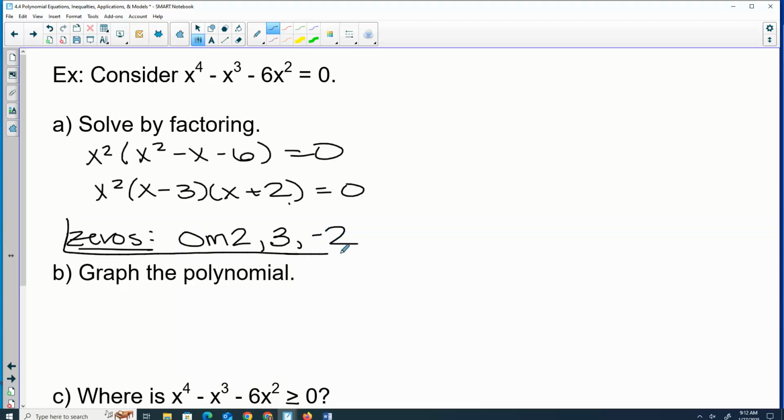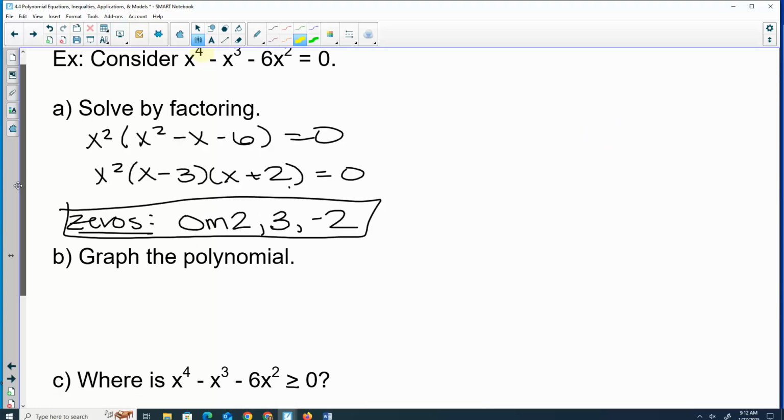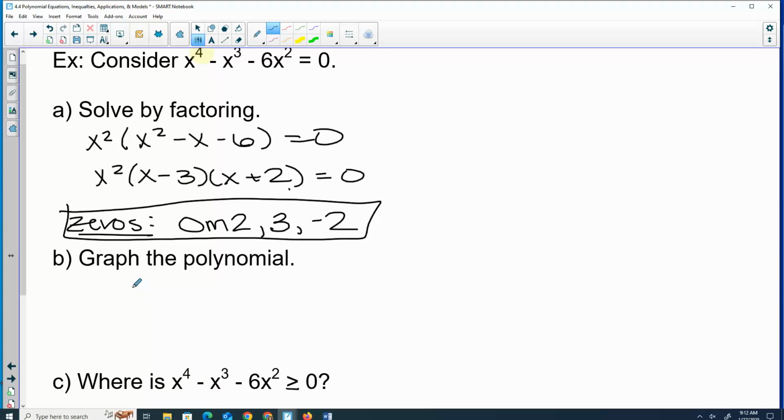Remember, your degree tells you how many zeros there are. This was a degree of 4, so we got 4 zeros: 0 twice, 3, and negative 2. I keep putting the graphing on here just because it's good for us to review all this, especially with the test coming up. On the test, just like on your quiz, I would step you through all the things I needed you to find. What's our degree on this one?